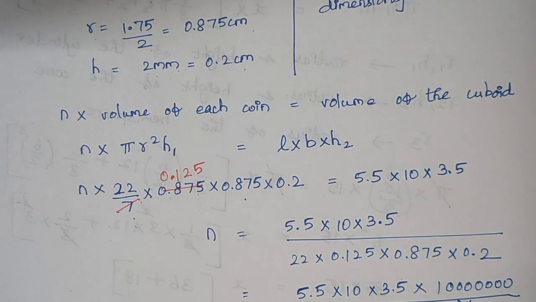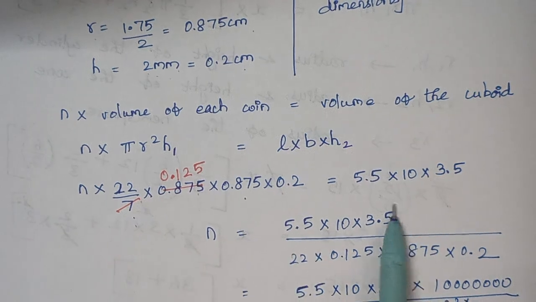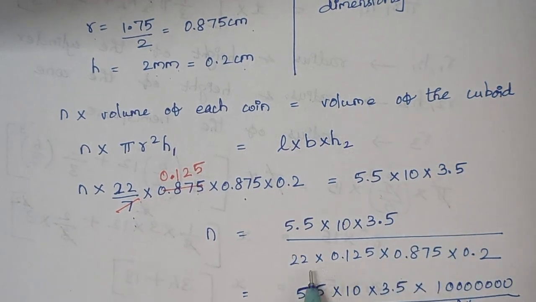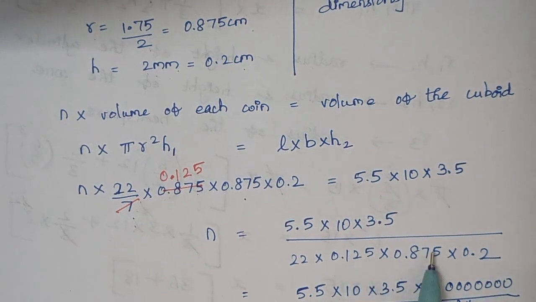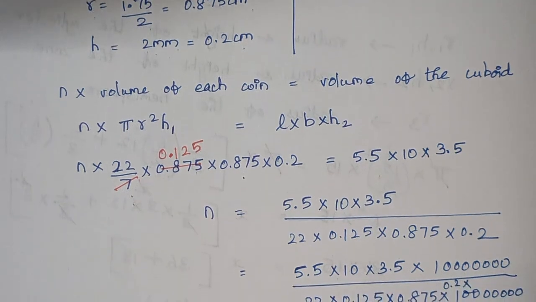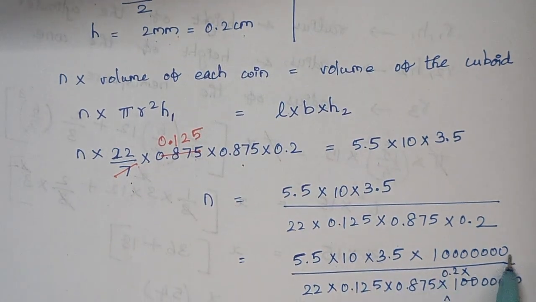Again, in order to remove the decimal points, just count how many decimal places there are. In the numerator I have only 2, but in the denominator I have 3, 3 and 1. So 3 plus 3 is 6, 6 plus 1 is 7. So I have to multiply and divide by 1 with 7 zeros: 1, 2, 3, 4, 5, 6, 7.